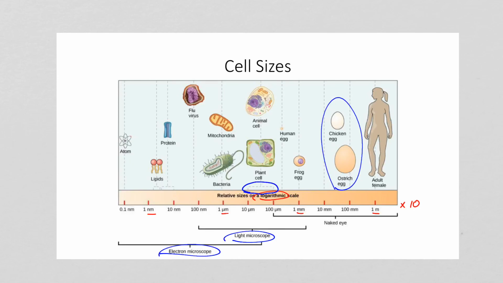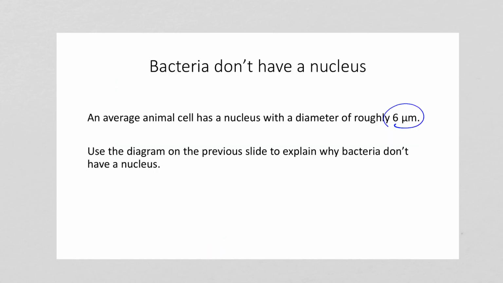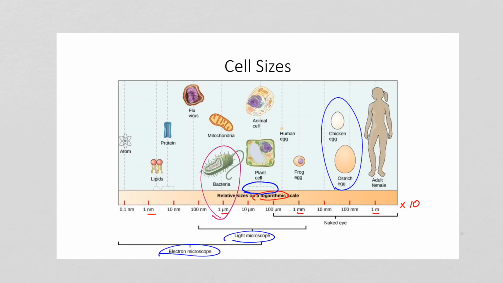So if we look for the bacteria, they have a rough size of 1 micrometer. So if the bacteria is 1 micrometer and the nucleus is 6 micrometers, there's no way that the nucleus would fit inside the bacteria, so it's impossible for it to have it. Another common question that you'll see is, why don't bacteria have mitochondria? Again, it's mostly a size issue. The mitochondria are in many cases actually larger or about the same size as the bacteria, so they just wouldn't fit inside.